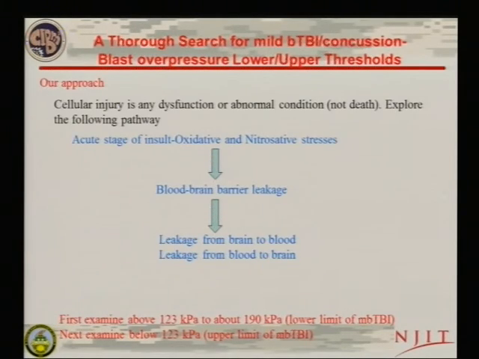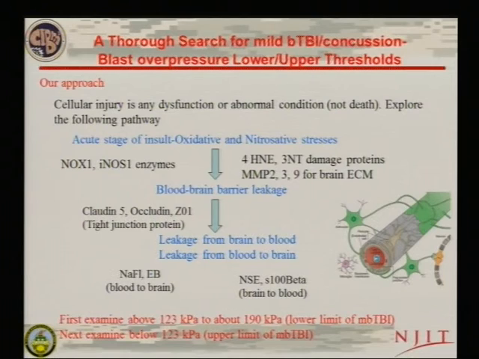In this particular case, these are the ideas that we looked at. Let's look at the acute stage of insult, both oxidative and nitrosative stress. We looked at the blood-brain barrier, where there is leakage from blood to brain or brain to blood. We looked at some enzymes, NOX1 and iNOS, for oxidative and nitrosative stress. These others are for blood-brain barrier leakage, blood-to-brain and brain-to-blood. So we observed them.